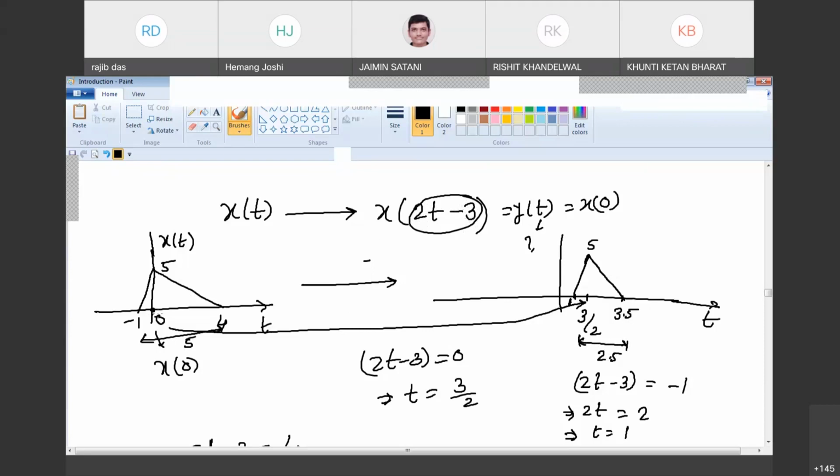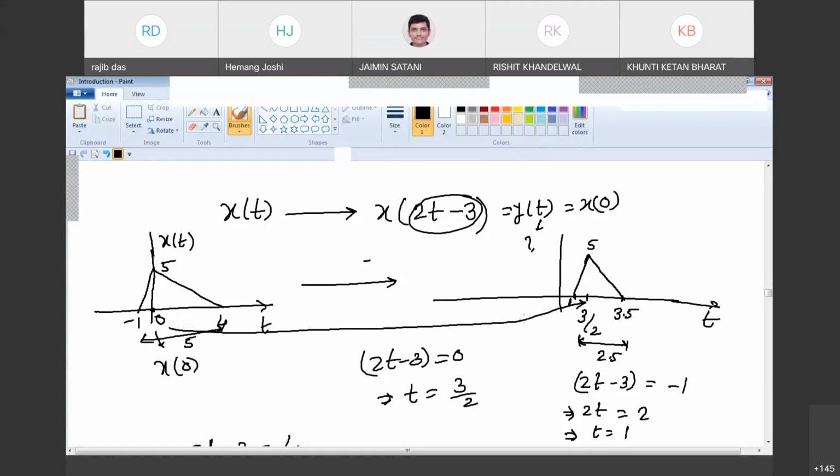Now, regarding shifting, you have to be very careful. The origin is not shifted by 3. Remember, the origin is not exactly shifted by 3. Rather, this origin is shifted by 3 by 2. Is it correct? Yes, sir. So there should not be any confusion.